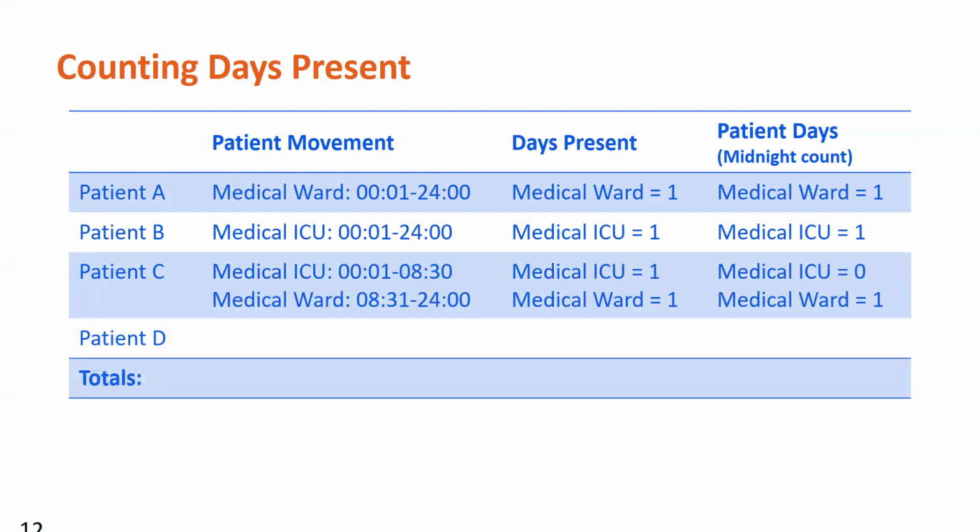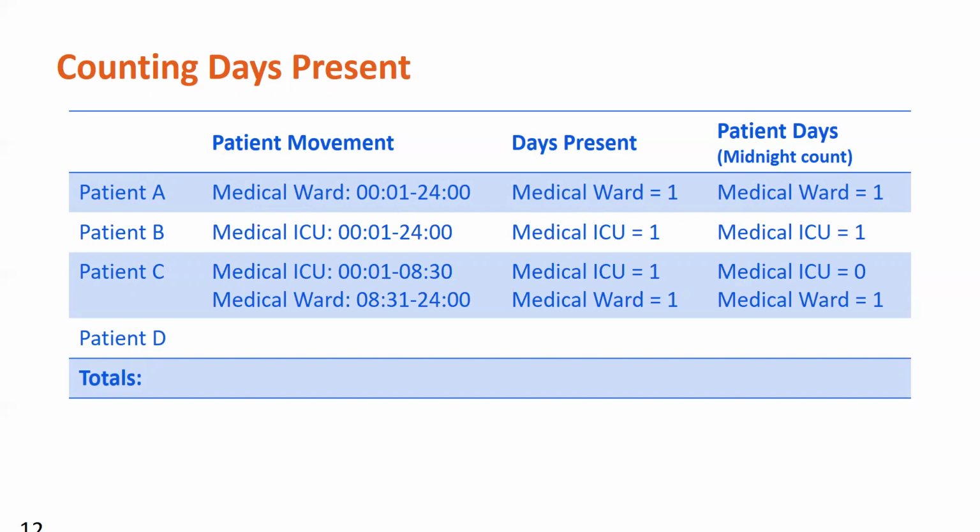So patient C is a little bit more tricky. They started out the day in the medical ICU and then were transferred to the medical ward. In the days present column, you can see that they get 1 day present for each of those 2 locations since they were in that location at some point during that calendar day. But for patient days, you can see that they are only counted in the location where they're physically located during the census count. So since that's at midnight, they were in the medical ward at that time.